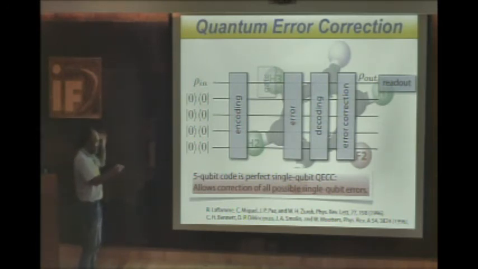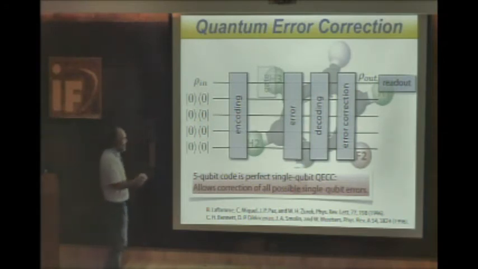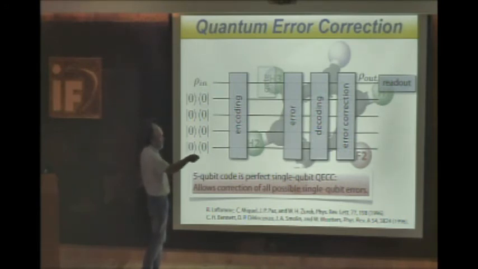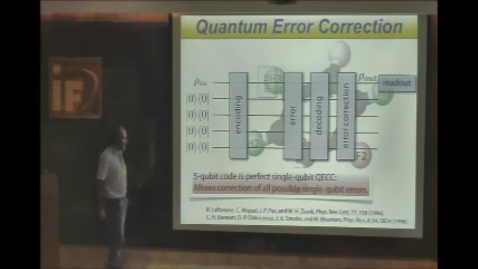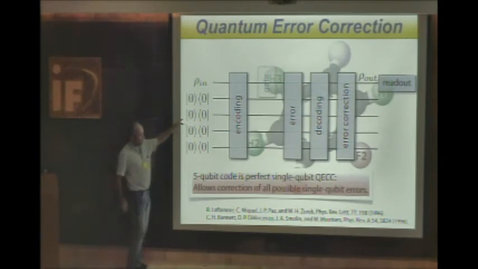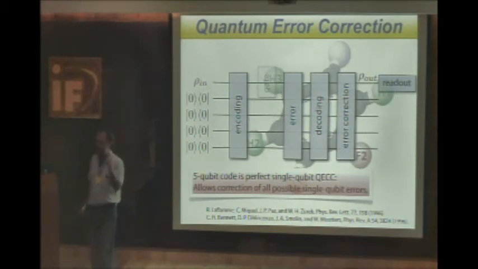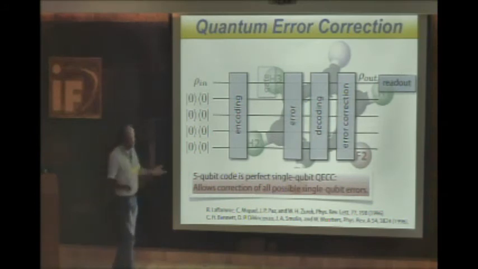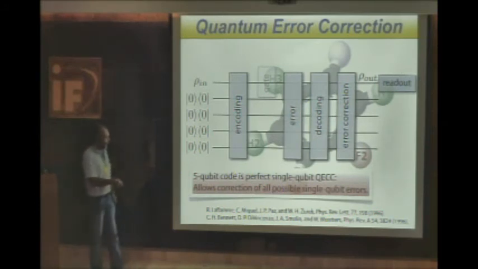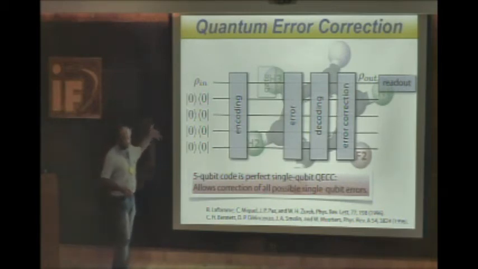Well, let's start with the simplest case. You just want to preserve the information. So there may be an error. Then you have to undo this encoding, and then you apply an error correction step. And at the end, you get, hopefully, the information that you put in again in the first qubit. This is the so-called perfect error correction algorithm because it can detect and eliminate all possible single qubit errors. So if any of those qubits suffers an error, you can recover it in this state. And you need at least 5 qubits to do that.